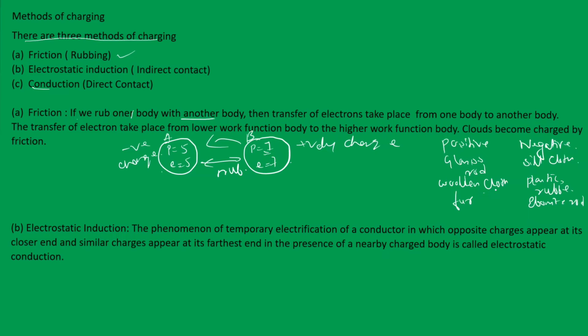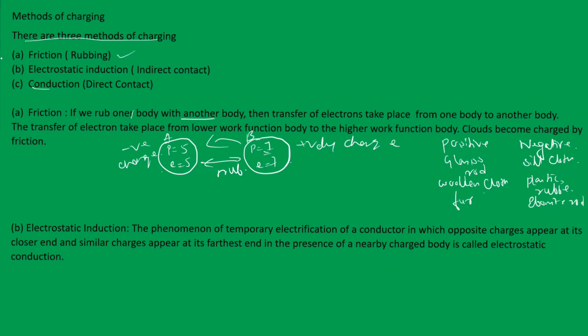Similarly, with dry hair, when you take a comb, sometimes we can see that the hairs are getting attracted towards the comb. Why does it happen? Because the comb becomes negatively charged by taking electrons from the hair, and the hair becomes positively charged by giving electrons. So this is what you need to remember in case of friction.